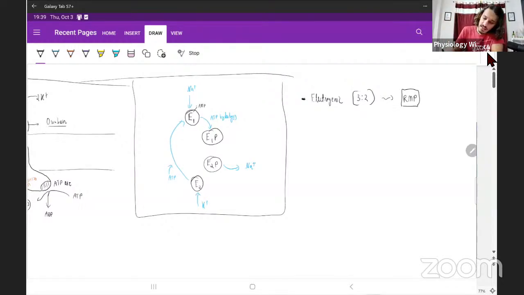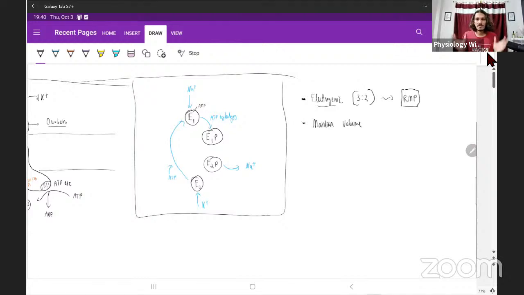Okay. Another thing is it helps to maintain the volume of the cell. How does it help in maintaining volume? So again, the same thing actually, electrogenic. What is happening? Sodium is going out. Sodium is one of the main osmolar constituents of the body. Where sodium is going, that is where water is going to go.